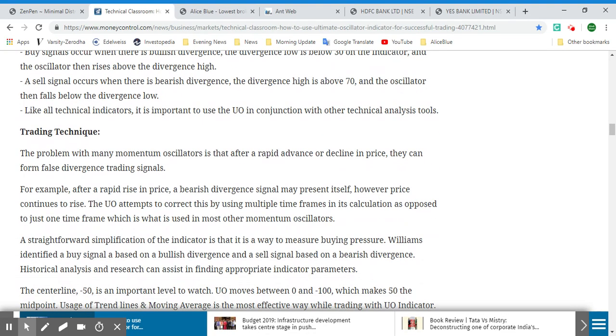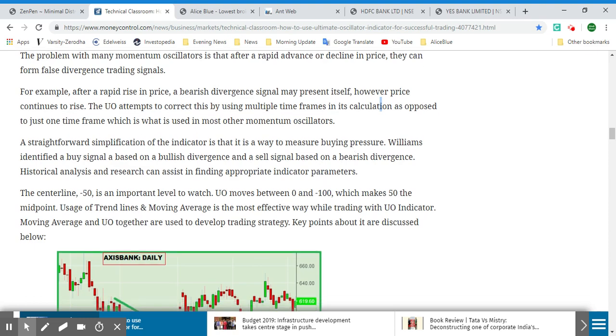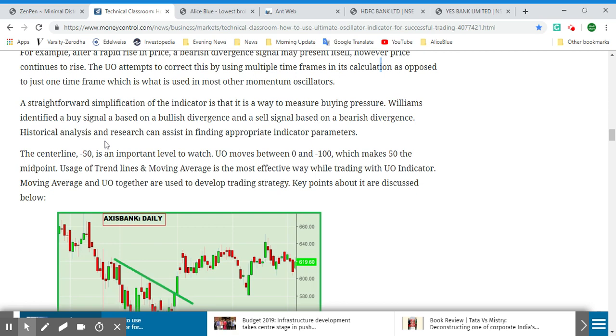So, trading technique. The problem with many momentum oscillators is that after a rapid advance or decline in price, they can form false divergence trading signals. For example, after a rapid rise in price, a bearish divergence signal may present itself. However, the price continues to rise. The ultimate oscillator attempts to correct this by using multiple time frames in its calculation, as opposed to the one time frame in most other momentum oscillators.